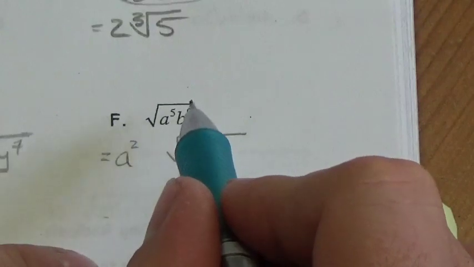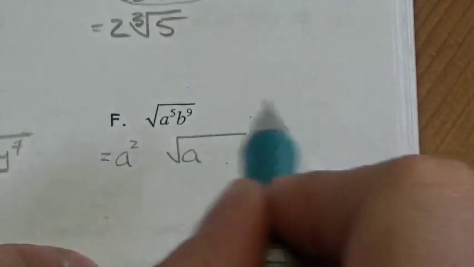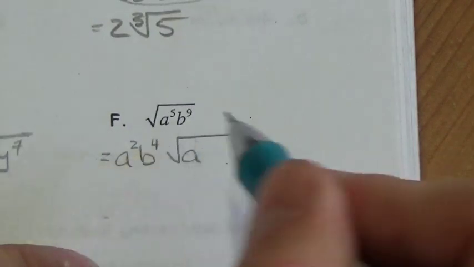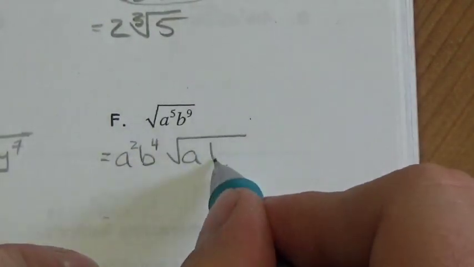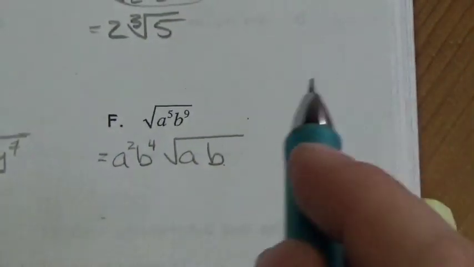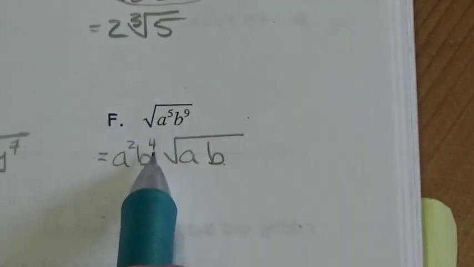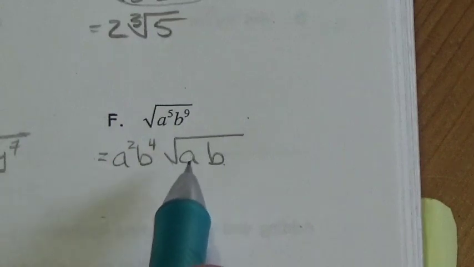Then I look at the 9. There are 9 b's here. 9 divided by 2 is going to be 4, and again, with a remainder of 1. So the square root of a to the 5th, b to the 9th will be a squared b to the 4th multiplied by the square root of ab.